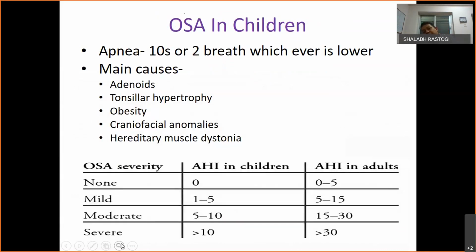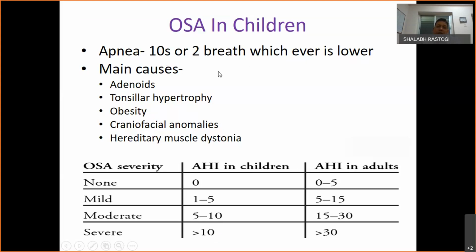Now, a word about OSA in children. In children, it is a very serious disease, and the criteria are more stringent than those of adults. The AHI classification says that mild is if AHI is between 1 and 5, moderate disease is if the patient is having 5 to 10 apneas per hour, and severe disease if it is more than 10 counts. In measuring apnea, in adults it is 10 seconds, but in children, it is a time of either 10 seconds or 2 breaths, whichever is lower.